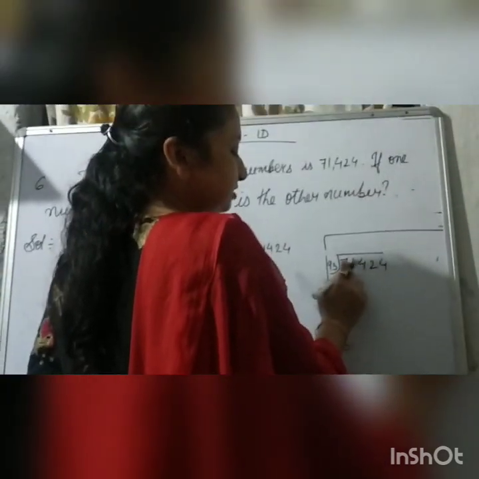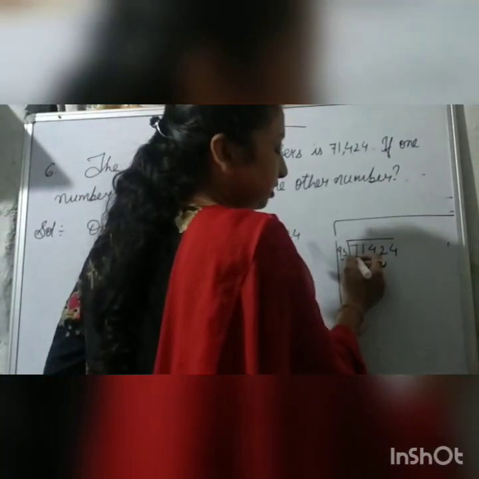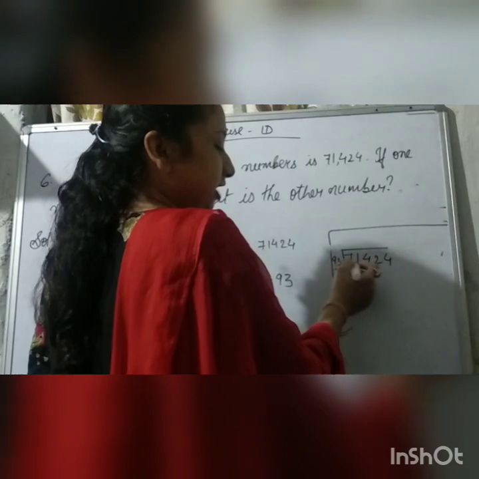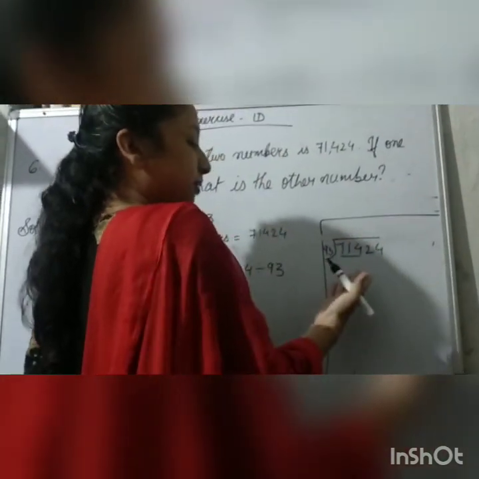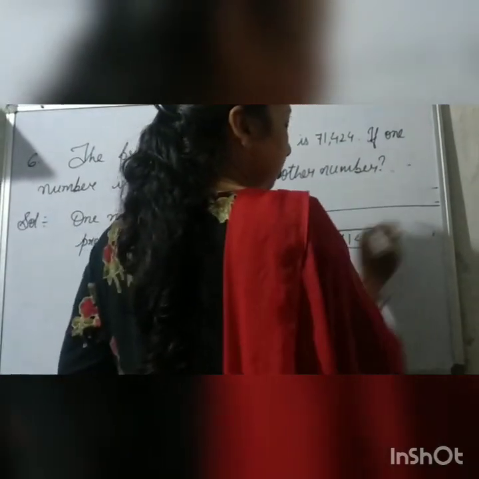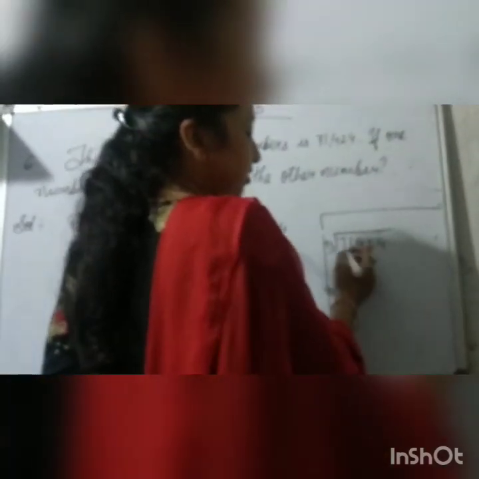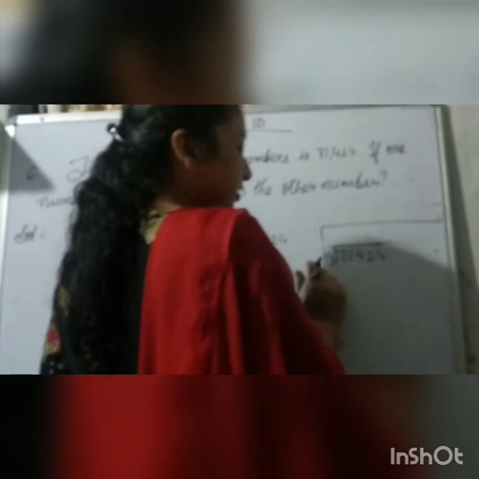But here 71 is less than 93, so we consider 3 digits, because if we take 2 digits, it will be less than 93. We always divide a big number by a smaller number, so we'll take 3 digits here. Now 714 is coming in the table of 93. We'll check.